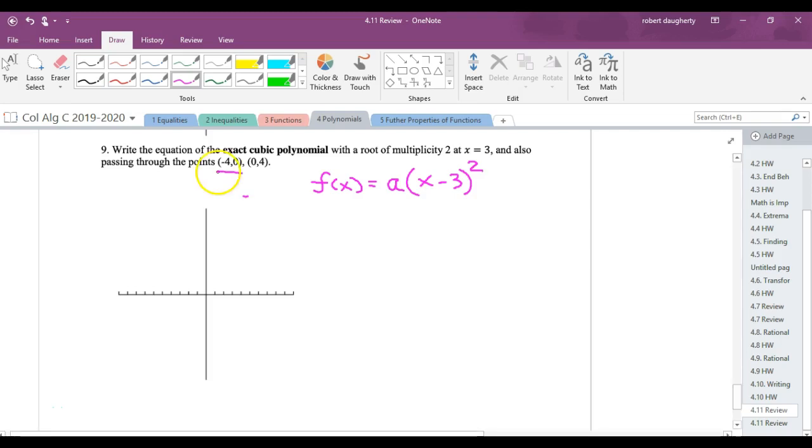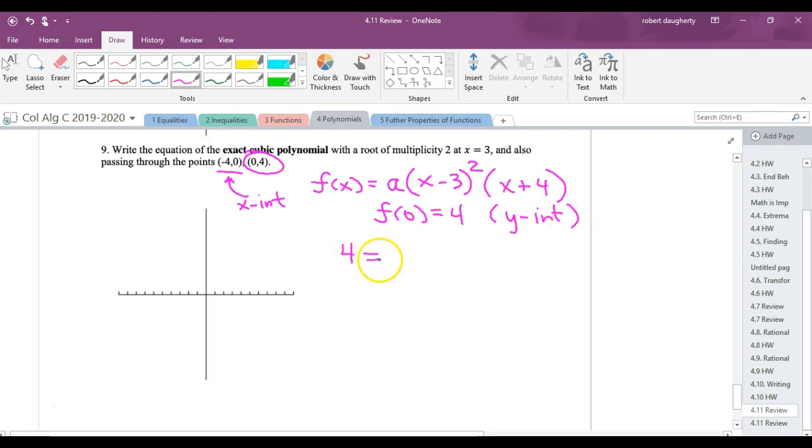So (-4, 0), that is my x-intercept. So I know if that's there, then I must have x plus 4 as a factor. So that's my cubic. And then I've got one other point to work with. I know that f of 0 is equal to 4. That's another word for my y-intercept. So that means if you plug in a 0, you had better get a 4 for your answer.